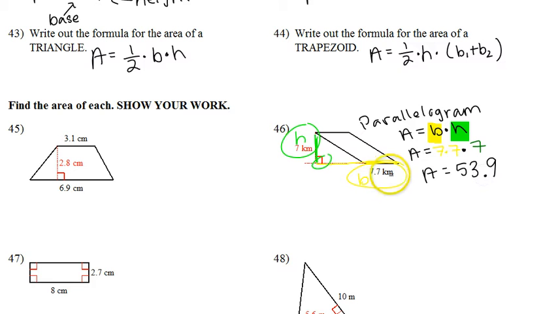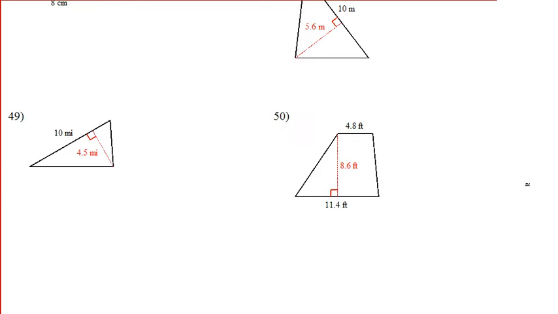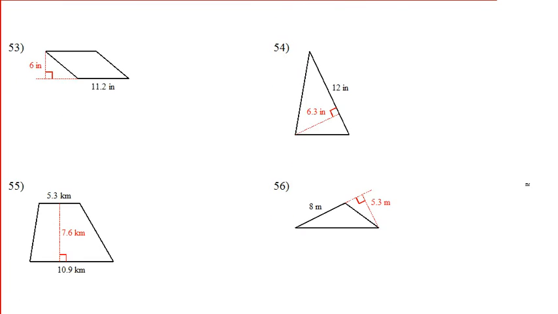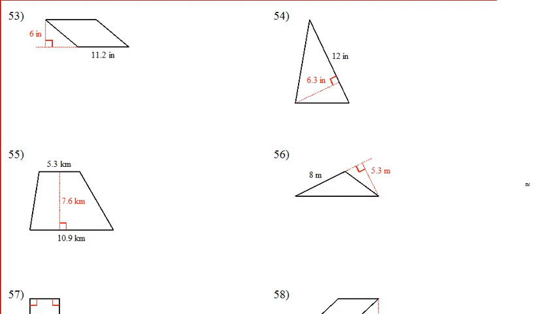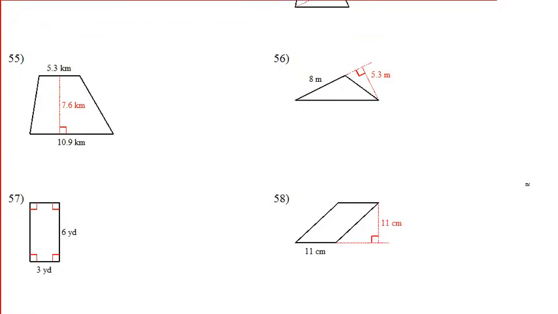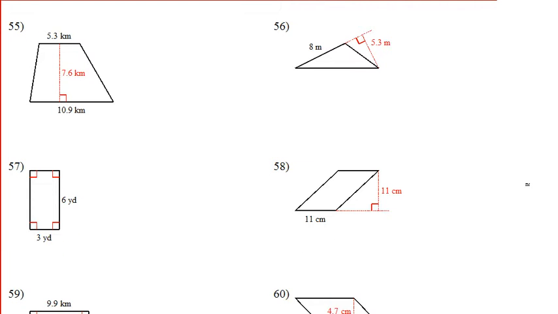53.9, and we are in kilometers squared. I also want to take a look at a trapezoid problem. Those can be pretty tough to solve if you don't understand how to find the height, base 1 and base 2 of a trapezoid. So problem number 55 is a trapezoid.